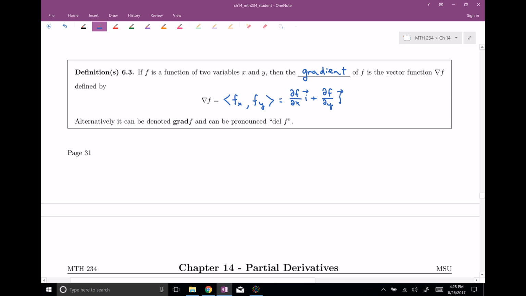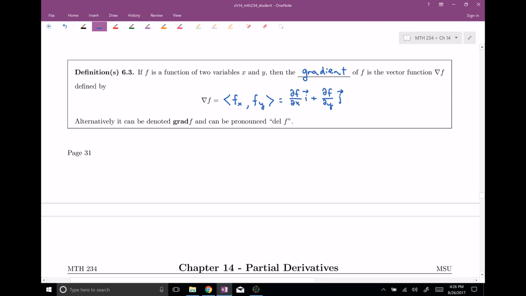Alternatively, this can be denoted as grad f. It's short for the gradient. So if you're maybe doing this on a keyboard, where you don't have this upside down triangle, you can just call it grad f. It can also be pronounced as del f. I don't exactly know why del f, but okay. That can be a fun Wikipedia search later for me.